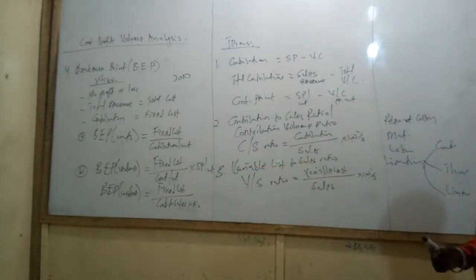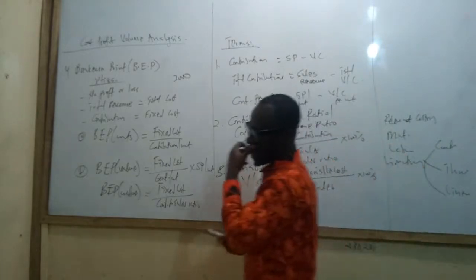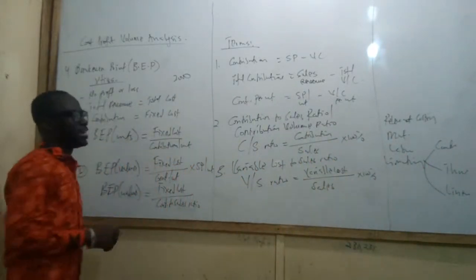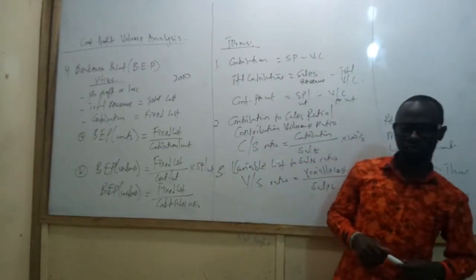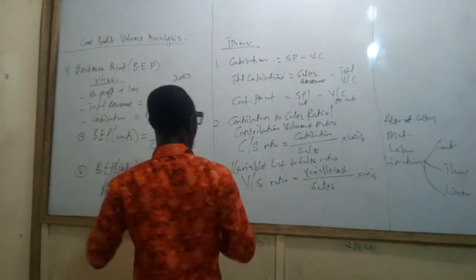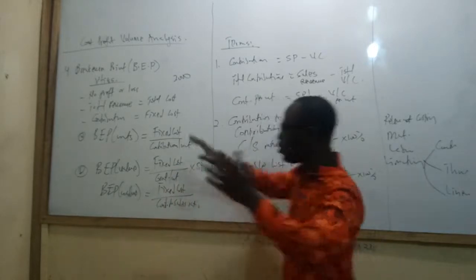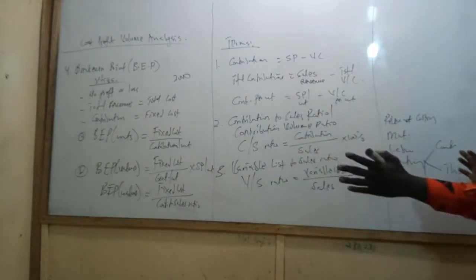So that is the first form. Next, the next terminology to define is MOS, margin of safety. Margin of safety. Now, before I go, any questions in this place?